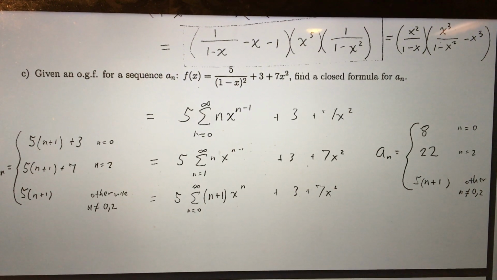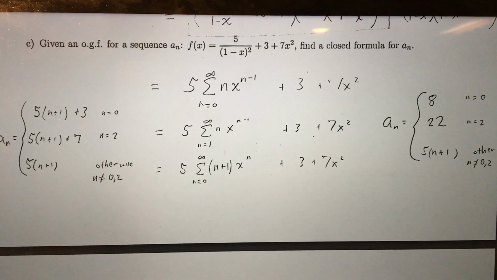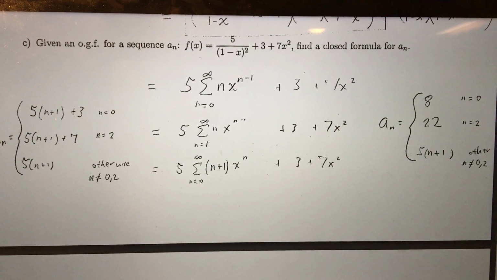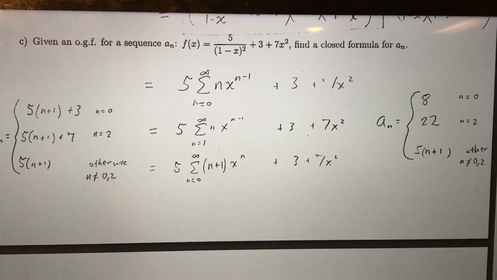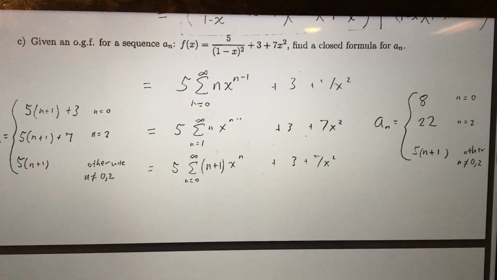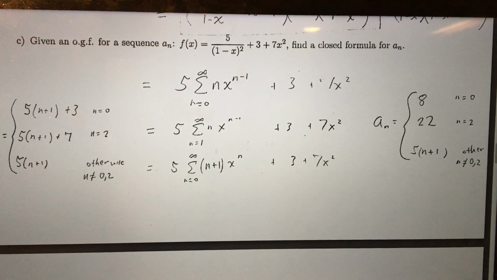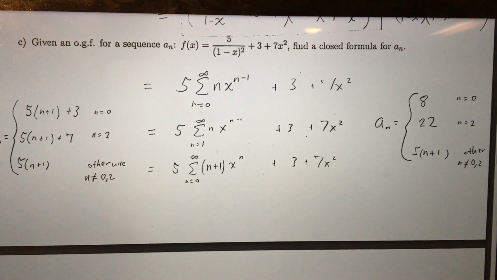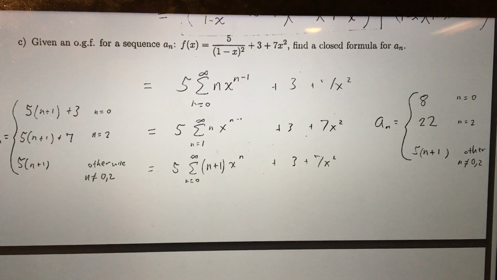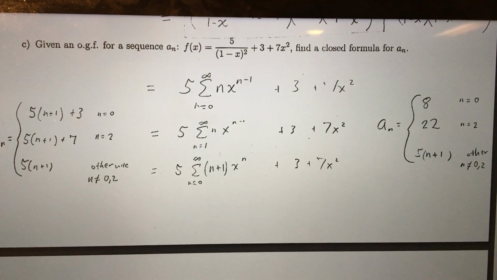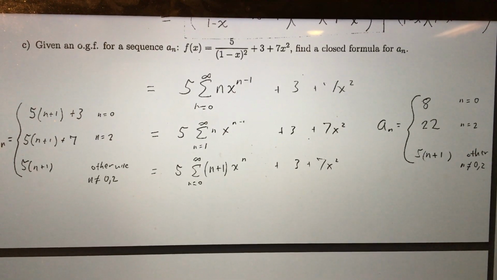All right, let's look at this part C. This time you're given an ordinary generating function for sequence a sub n, and you're supposed to find the closed formula for a sub n. So this is where you start by just looking at our small collection of handy Maclaurin series, power series. And I found 1 over 1 minus x quantity squared in my list, and it's n times x to the n minus 1. It comes from taking the derivative of 1 over 1 minus x.